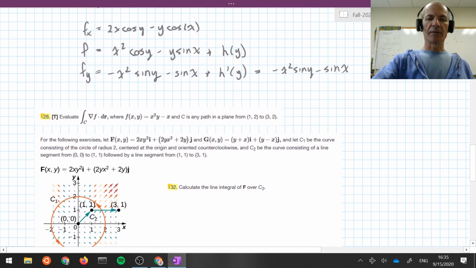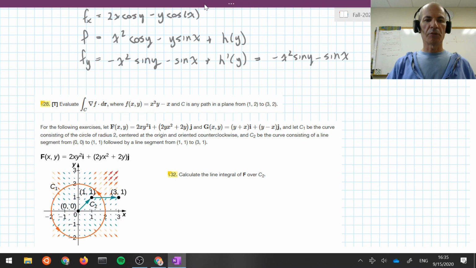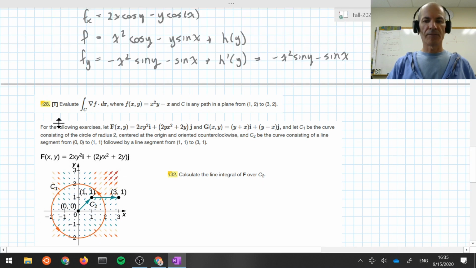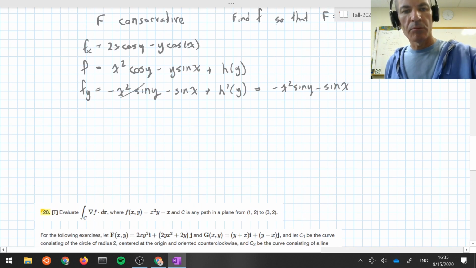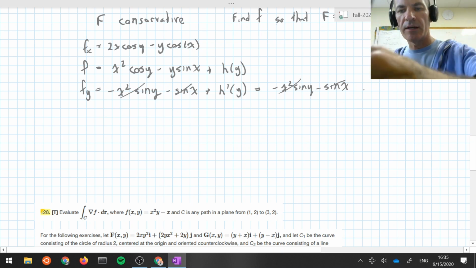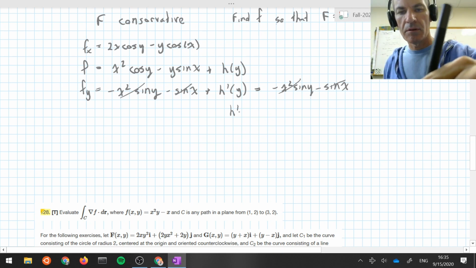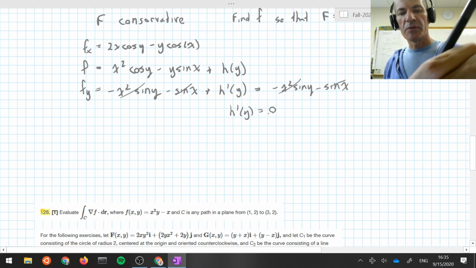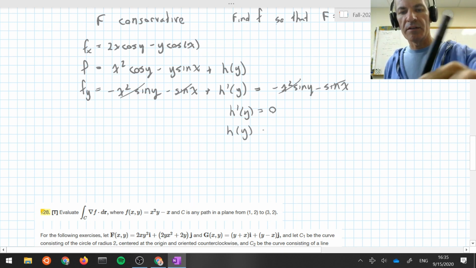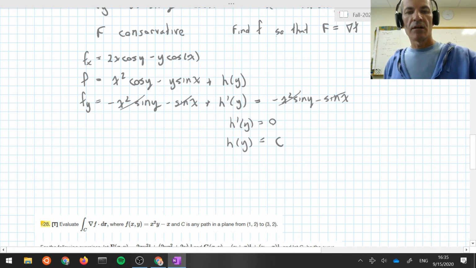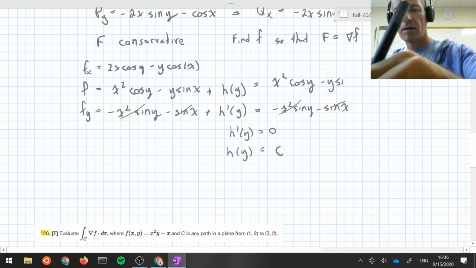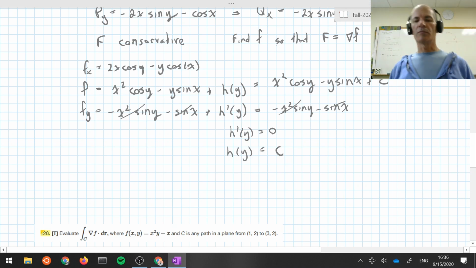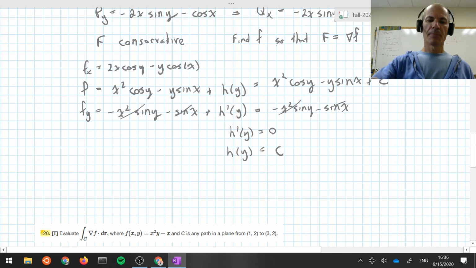This one's even cleaner than the previous one. Let me include more space. So for this one, we set them equal. We get almost total cancellation, and we get h prime of y is equal to 0. That's an antiderivative we all can do. We see that h of y is just some undetermined constant, which we can then take back up here and write the potential function. And that's the most general form of the potential function. Let's keep going.